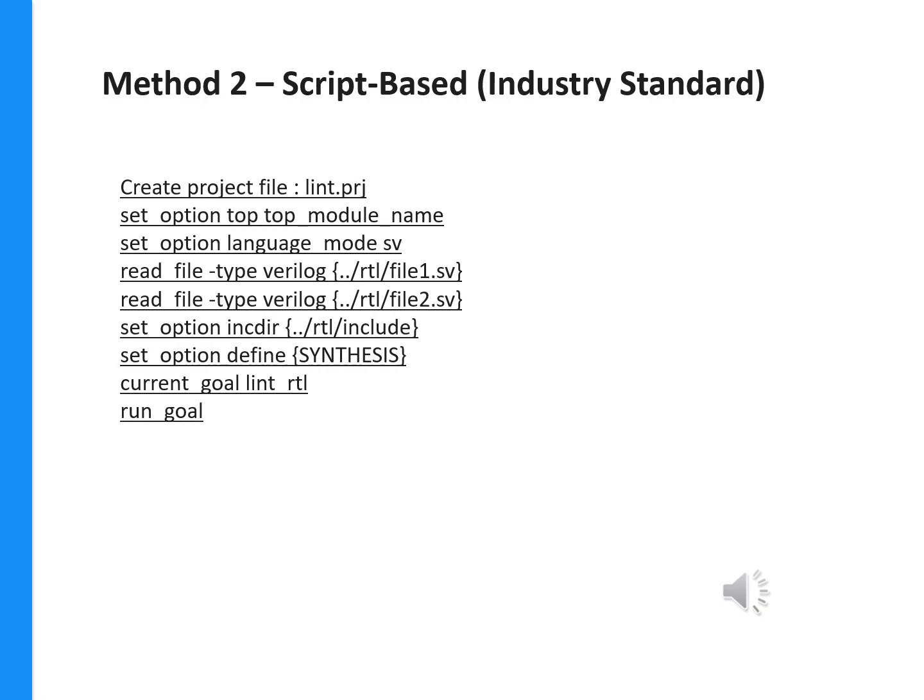This is a script-based LINT setup where the project file, LINT PRJ, defines the top module, language mode, RTL sources, include paths, and macros, then selects the LINT goal and runs the analysis. This is the recommended industry practice for executing LINT in a consistent and repeatable design flow.